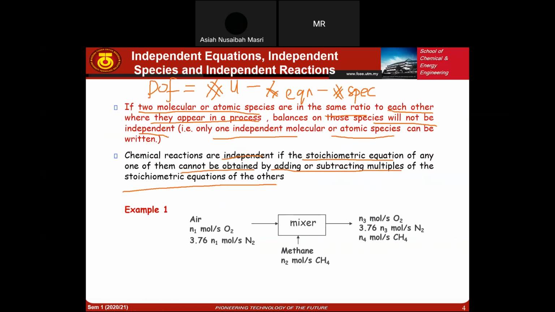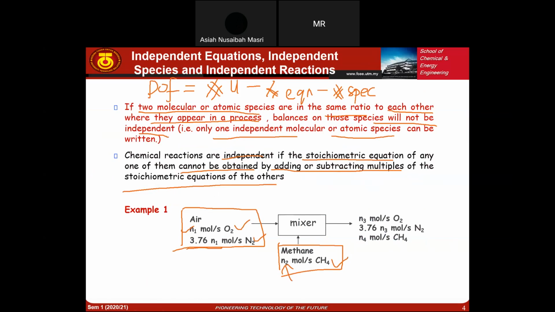Here we have two inputs. The first one is air. The second one is methane, represented by CH4. Let's say that we represent the amount as N2. And for air, air is basically a ratio of oxygen and nitrogen. So we have here oxygen and also nitrogen. How much is oxygen and nitrogen? Let's say we don't know how much was the inlet. We can represent it with N1 and 3.76 N1.